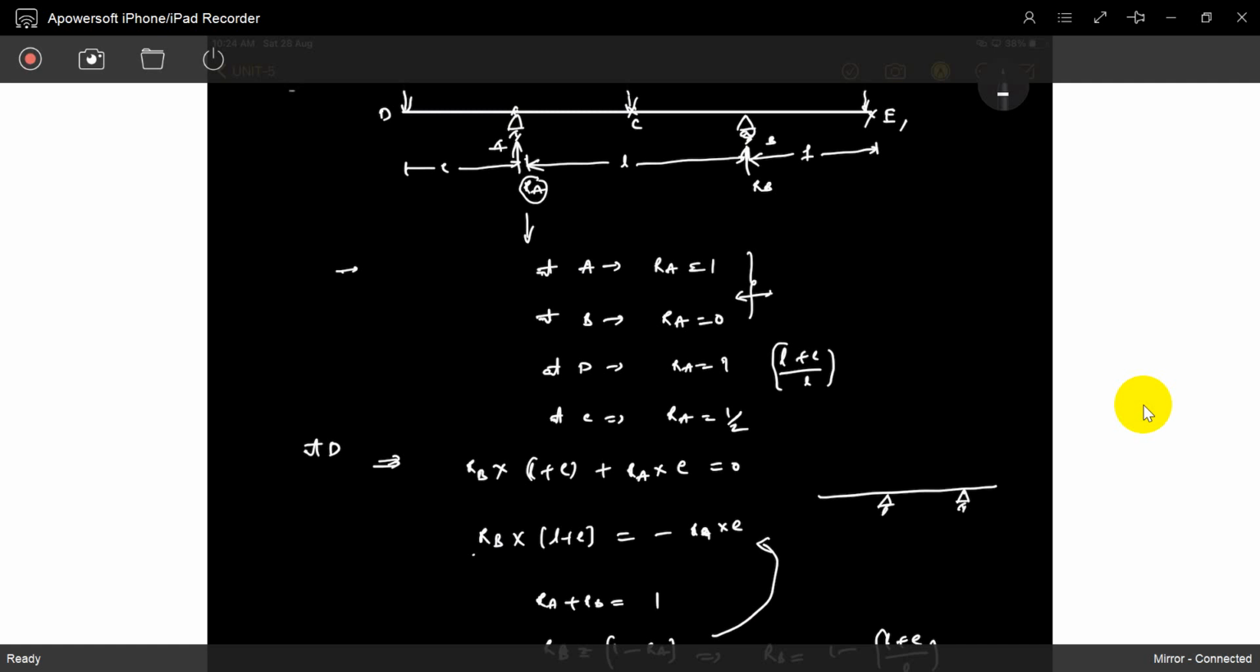Just do it. No need to yell. This is taken as a 1. See, this is taken as a 2. This is 2. This is 2. Just observe it, when the load is at 1.